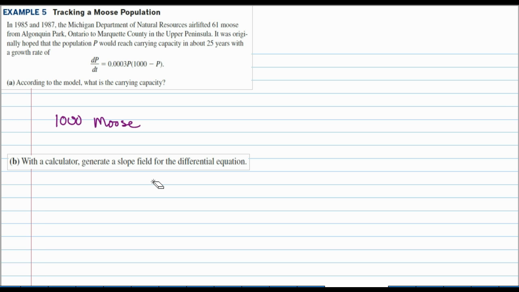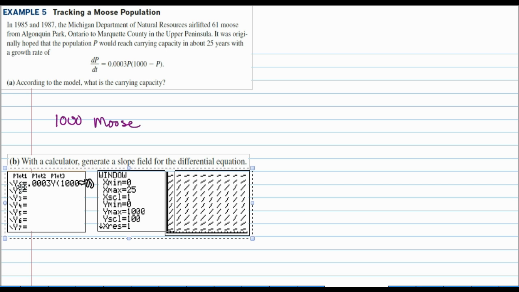With the calculator, generate a slope field for the differential equation. So what I did was I put in the differential equation 0.0003y(1,000 minus y), so that P is y, your output. I set a good window and then found my slope field, which does look like logistic growth equations. So far, so good. Now here's the long part.